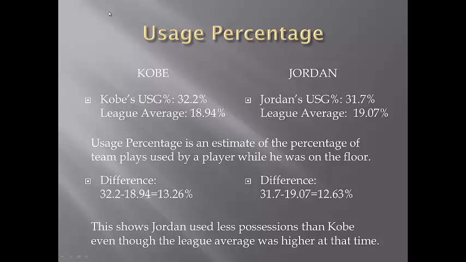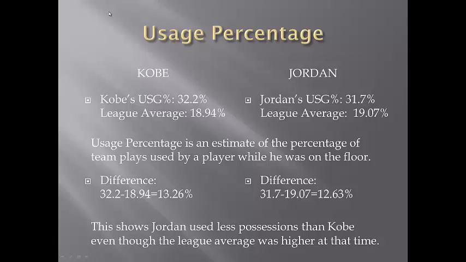Usage percentage, Kobe. His usage percentage is 32.2%, where the league's average is 18.94%. Jordan, his usage percentage was 31.7%. The league average is 19.07. Usage percentage is an estimate of the percentage of the team plays used by a player while he's on the floor. So the difference between Kobe's and the league's is 13.26. The difference between Jordan's is 12.63.